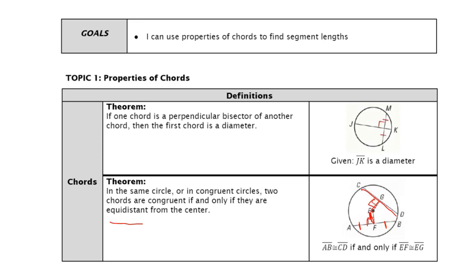We're going to see that property come up today, and we're also going to see that when we draw radii for these problems, they're going to create right triangles, and we're going to be able to utilize a lot of our strategies for solving with right triangles.